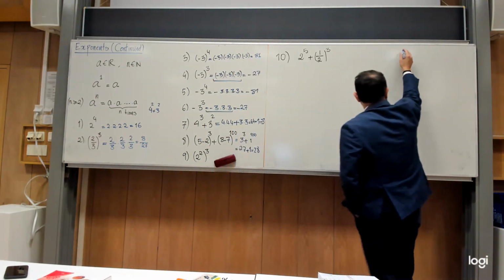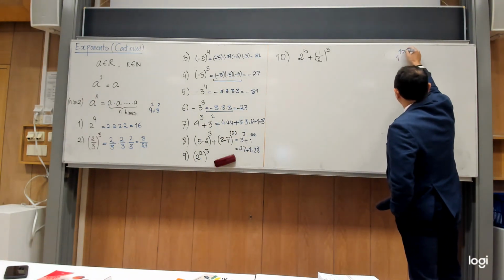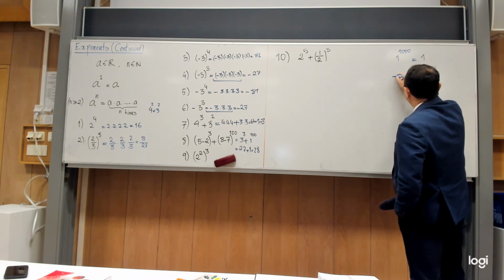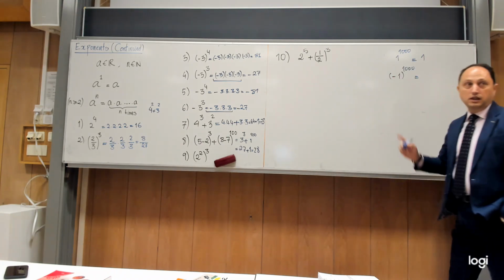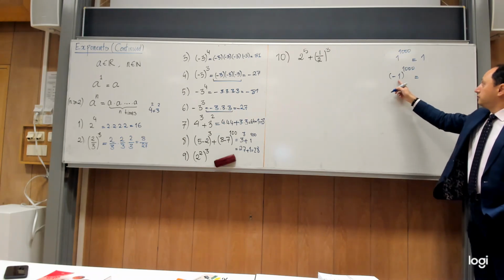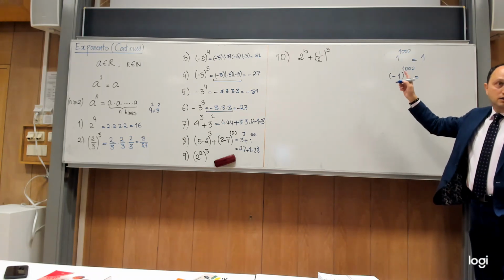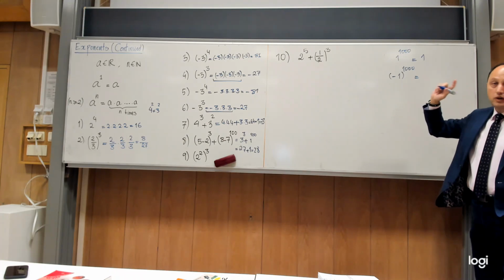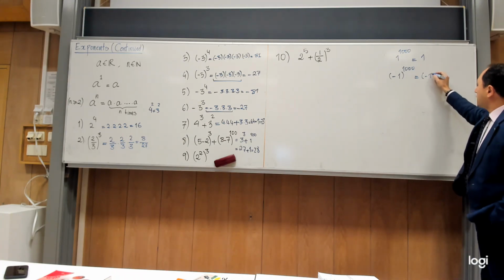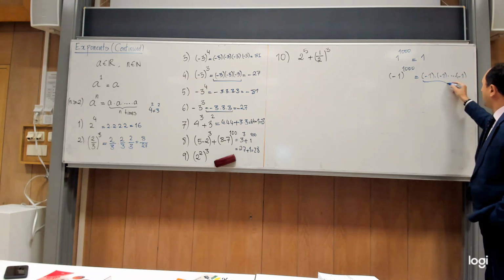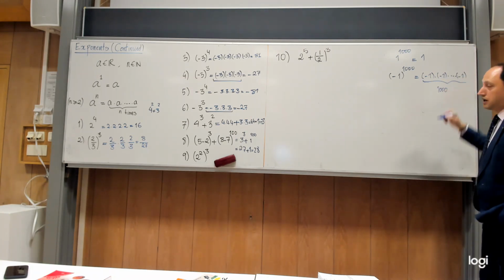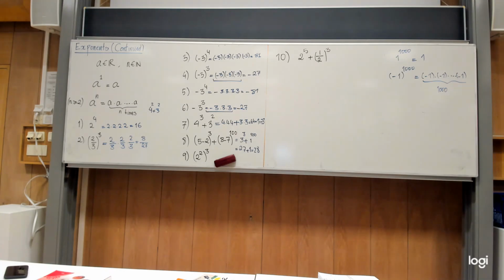Okay, can you answer this question? What would be 1 to the power of 1000? It's 1. What would be minus 1 to the power of 1000? It is 1 or negative 1? Negative 1. No, positive 1. Because it means minus 1 multiplied by minus 1 multiplied by minus 1. How many times? 1000 times. But 1000 is an even number, yes? So at the end it would be 1.